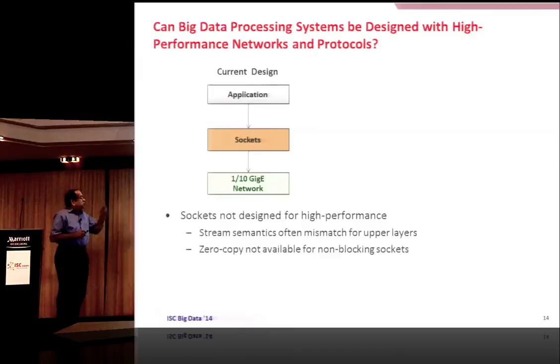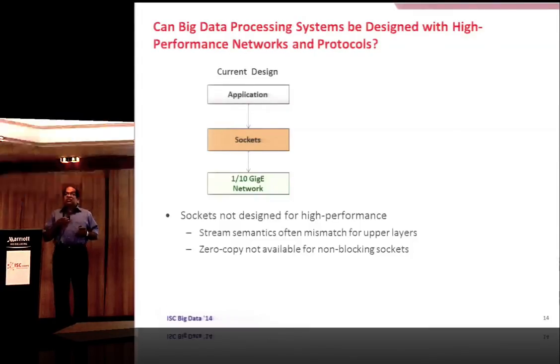To abstract it in a very simplistic manner, the applications are written with sockets, and if you look a little closer, you will see that sockets are not designed for high performance, especially the stream semantics. Often there is a mismatch for upper layers, and typically with the RDMA network there is something called a zero copy protocol, which you cannot really achieve well with sockets.